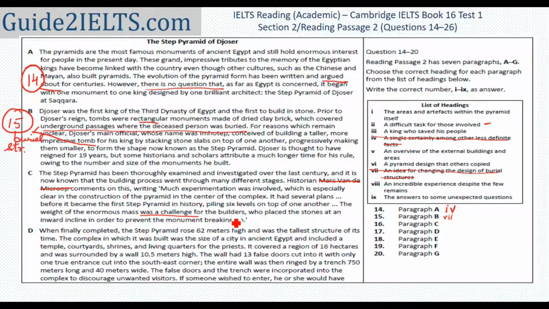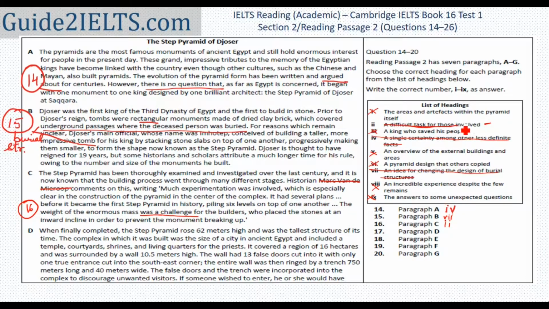I will still quickly go through the rest of the headings. We are still not talking about what is inside. It's not about the king. Is it about the overview of external buildings? No. A pyramid design that others copied? Again, I'll quickly glance at it. It does say that was a new kind of a design, but it doesn't mention anywhere that others copied it. So no. An incredible experience despite the few remains? No. Answer to unexpected questions? No. The answer is clearly 2. This is where I got the answer from, and I'll cross it out.